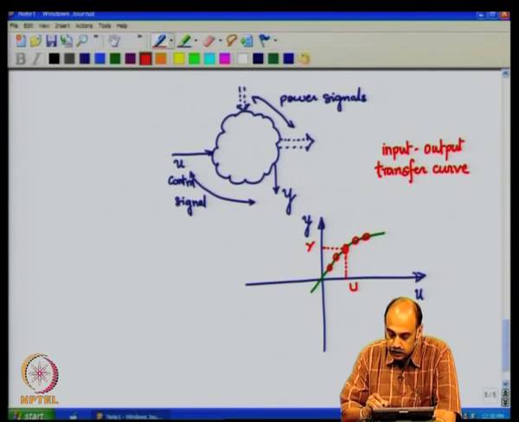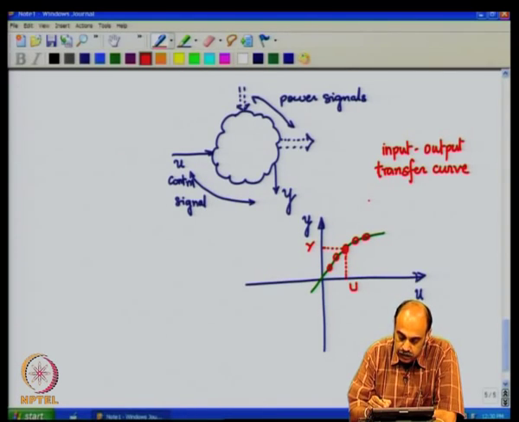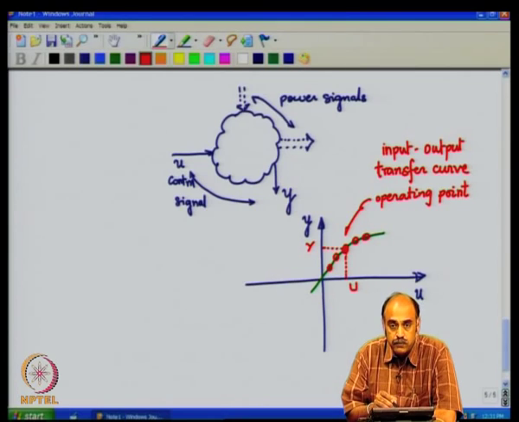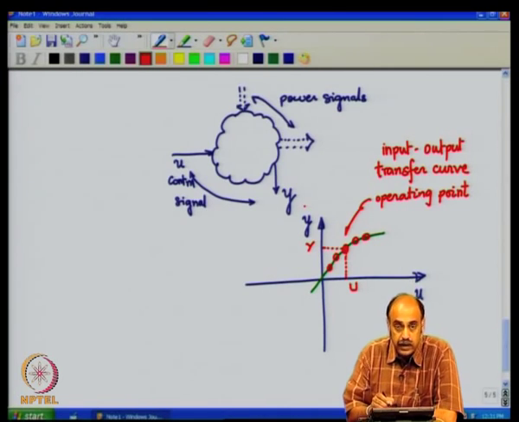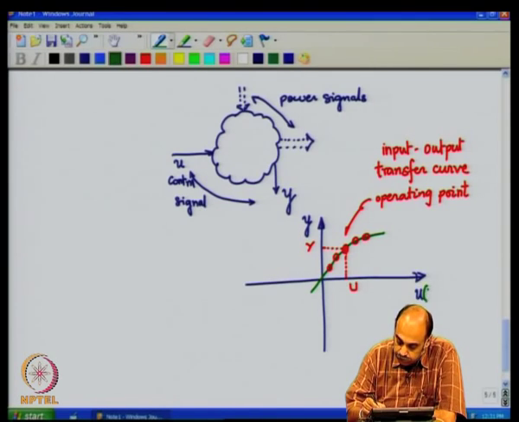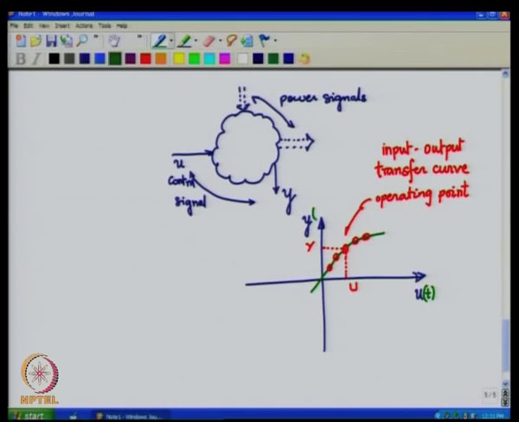Now, this transfer curve, as you see, gives you an idea of the operating point. This is the operating point. However, this transfer curve does not give an idea of the time evolution of the variables u and y, and you should note that both u and y are functions of time.